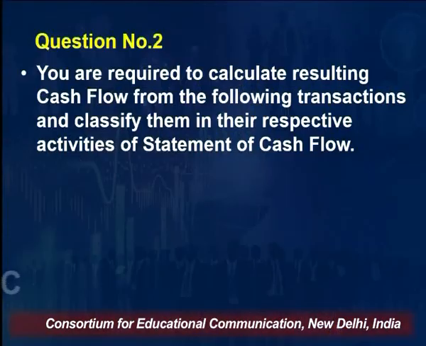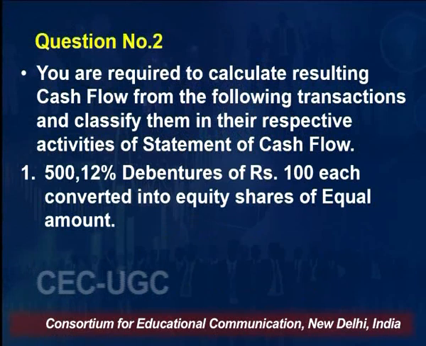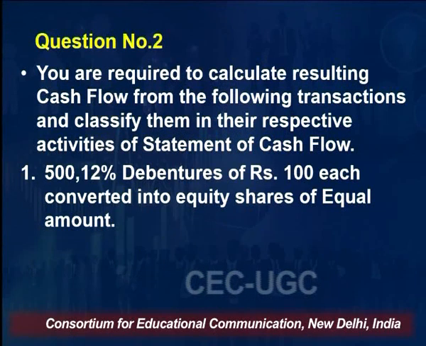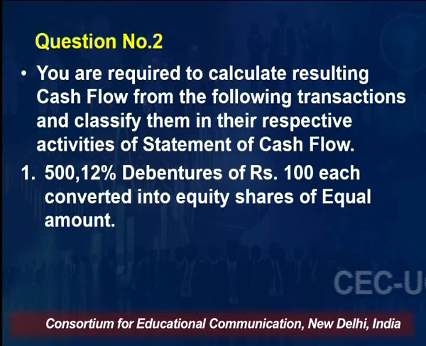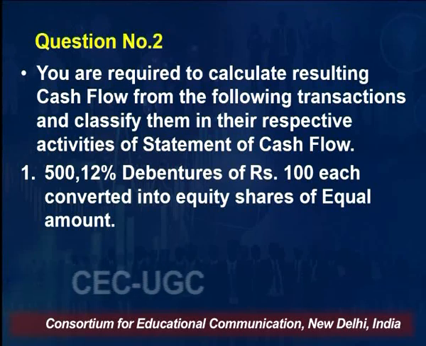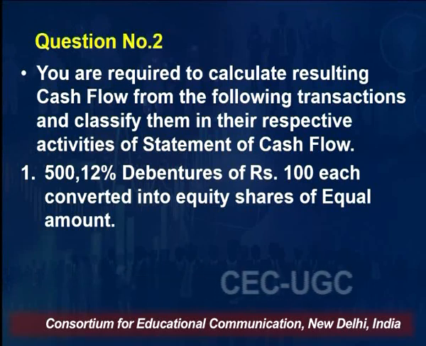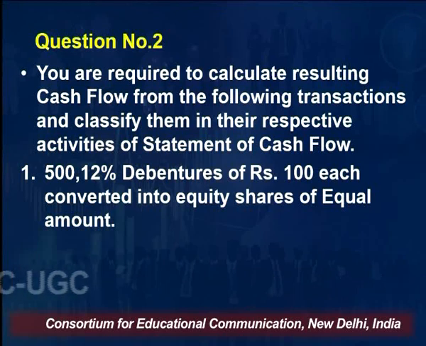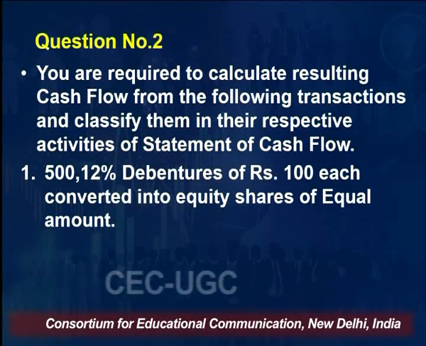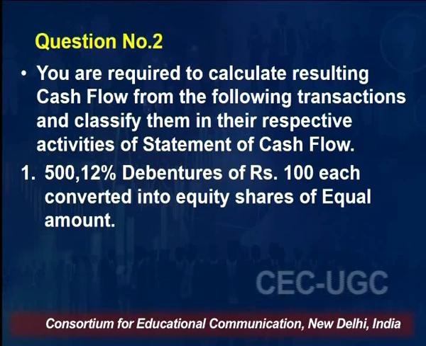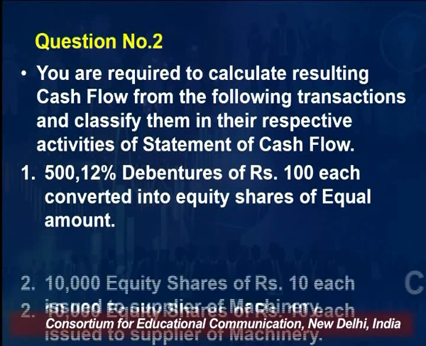If we move on to question number 2, another question in front of us, you are required to calculate the resulting cash flow from the given transactions, and again you have to classify them into their respective activities in the statement of cash flow. 5½% debentures of rupees 100 each converted into equity shares of equal amount. It means we are talking about convertible debentures. These debentures have now been converted into equity shares. So obviously there is no cash transaction. Essentially we would not write anything into the statement of cash flow because we only deal with cash transactions, as I told you at the very outset.